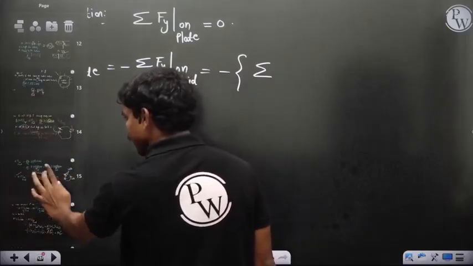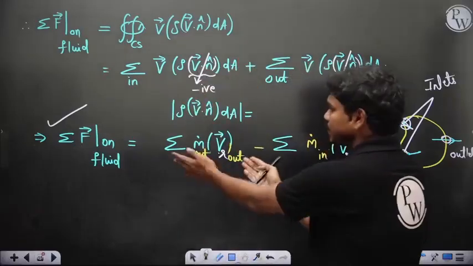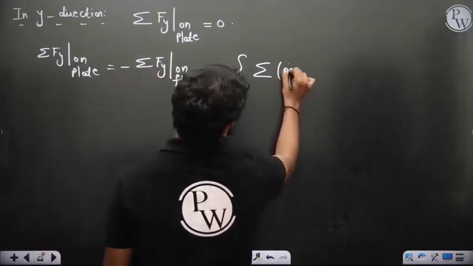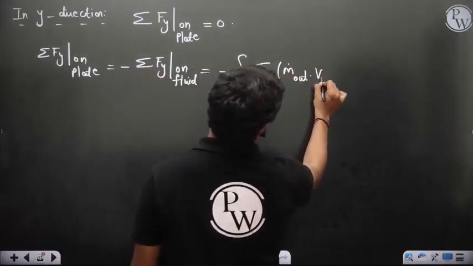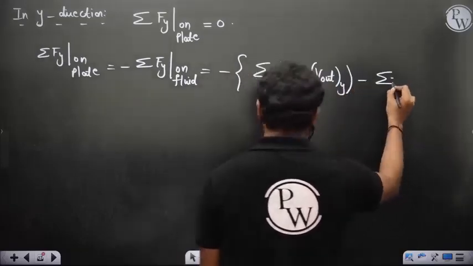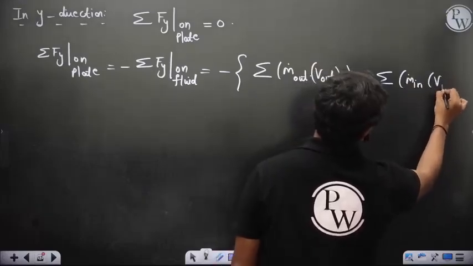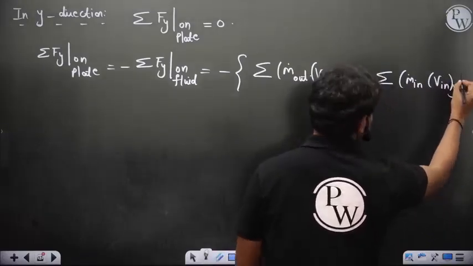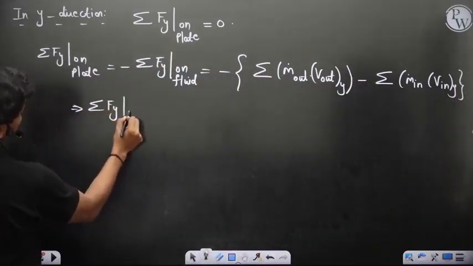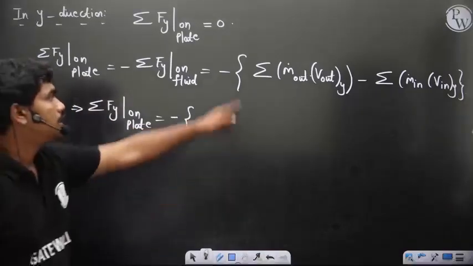Sigma F on fluid is the summation of outlets minus the summation of inlets. You can see, summation of outlets minus summation of inlets. So let's do that. Summation of m dot out v out in the y direction minus summation of m dot in v in in the y direction. Okay, so let's see. This implies sigma Fy on plate is equal to minus sigma m dot out v out.